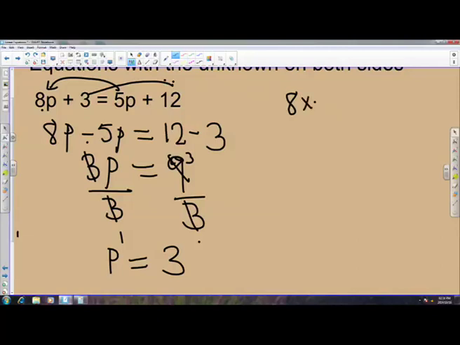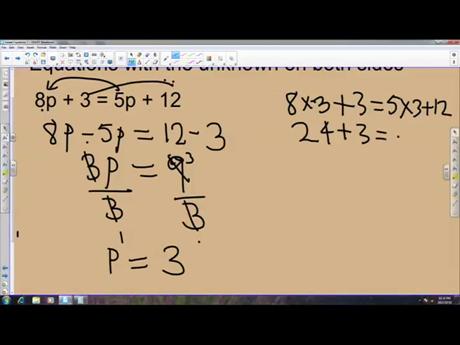8 multiplied by 3 plus 3 is equal to 5 multiplied by 3 plus 12. Now the rule says multiply first. 8 times 3 is 24 plus 3 equals 5 times 3 is 15 plus 12.